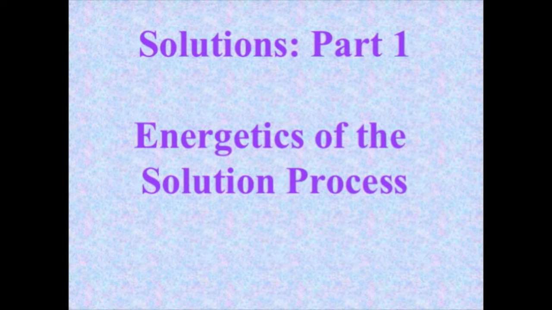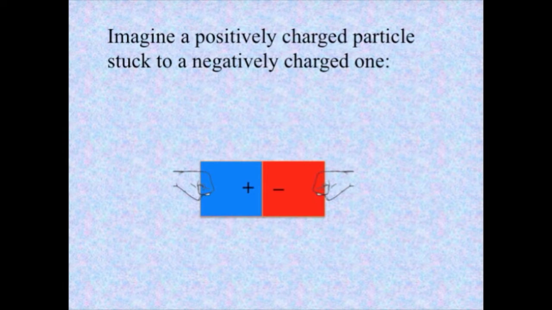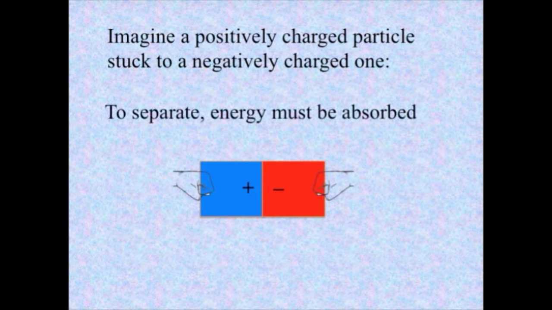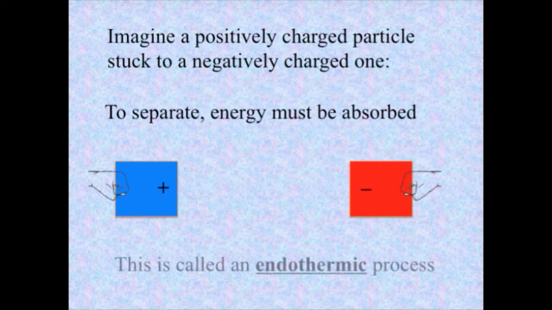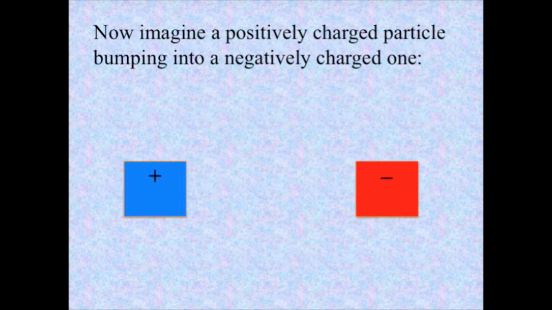Solutions, Part 1, Energetics of the Solution Process. Imagine a positively charged particle is stuck to a negatively charged one. In order to separate these, energy must be absorbed. So you need to pull these particles apart and apply energy to the system. This is called an endothermic process because energy is being absorbed.